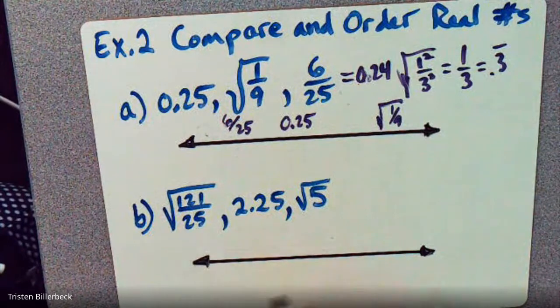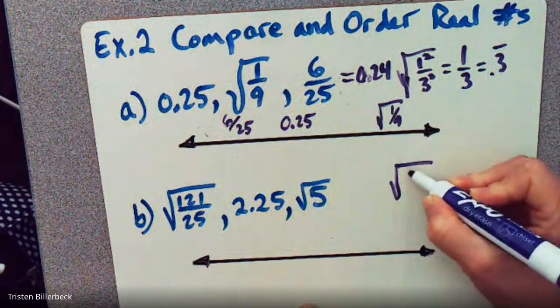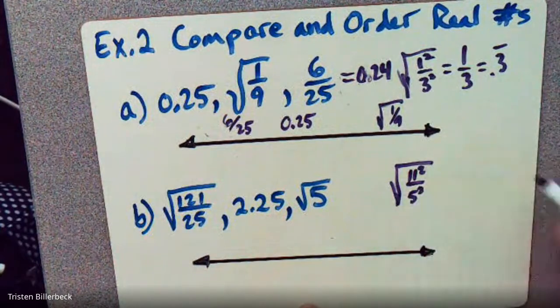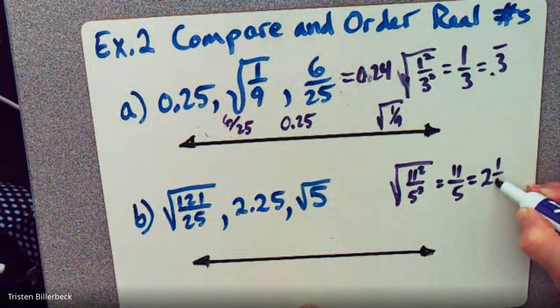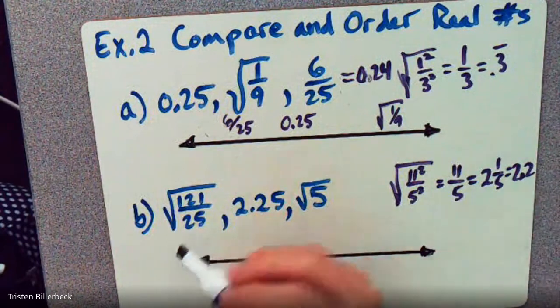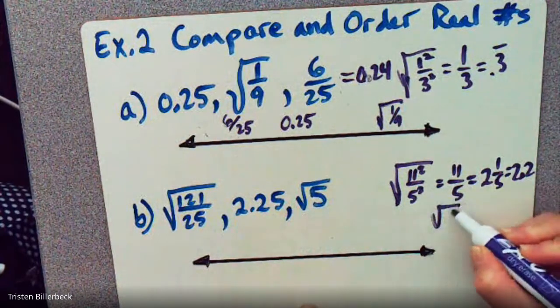Now, if I look at the square root of 121 over 25, which is 11 squared over 5 squared, that's going to be 11 over 5, which is 2 1/5, which is 2.2. So we should know our fifths and how they convert to a decimal. So 2/5 is 0.4, 3/5 is 0.6, 4/5 is 0.8, 5/5 is 1.00. Okay, so we have 2.2 for this one, and then this is 2.25, and then we have the square root of 5, which that one's a little hard.